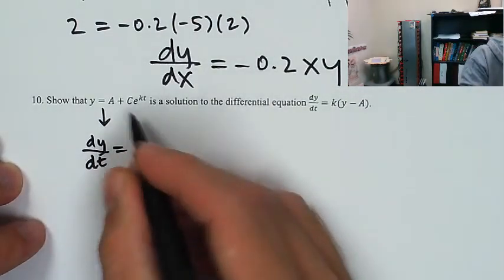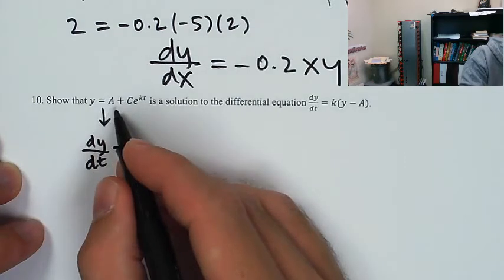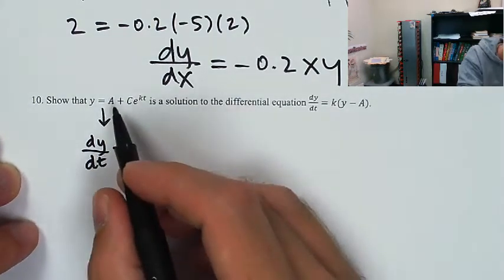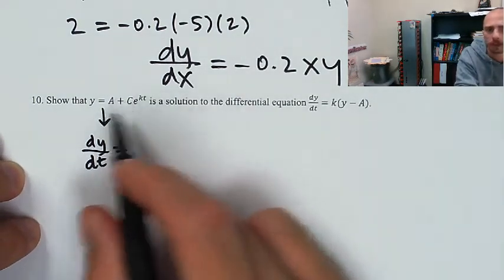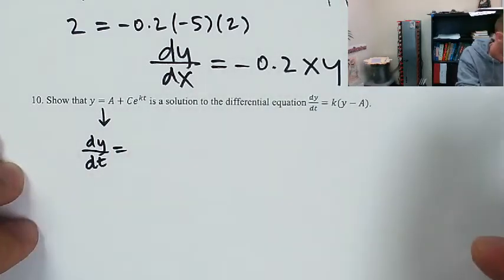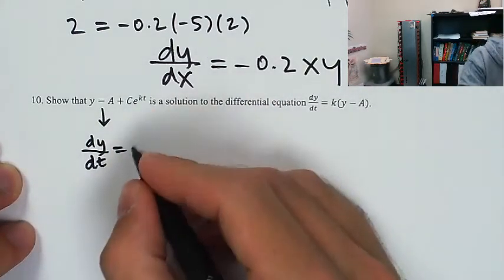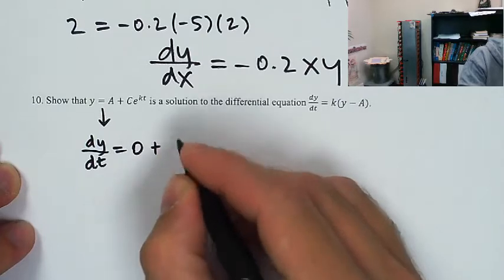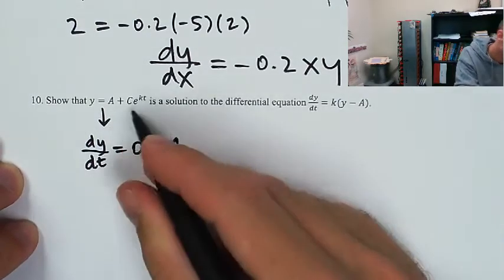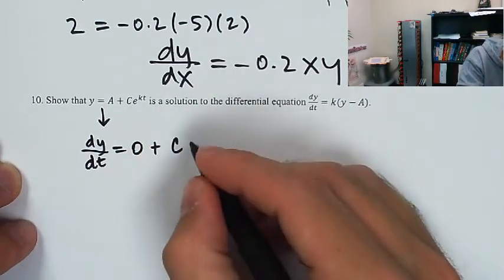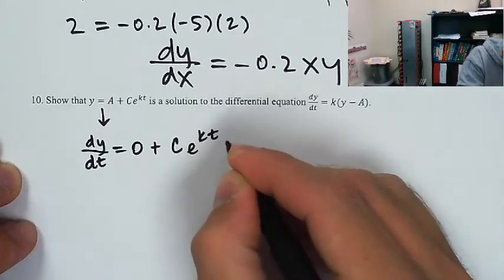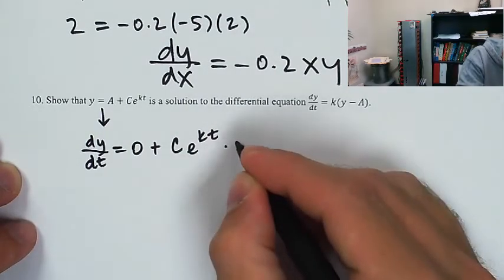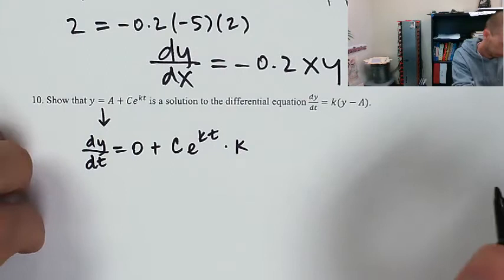So dy/dt is equal to the derivative of a with respect to t, which is going to be 0, because I am assuming that a and c are constants. It doesn't say it, but I know that that's what it means. So it is equal to 0 plus the derivative of a number times e to the number times t, which is just going to be that same thing, times k for the chain rule. Okay.